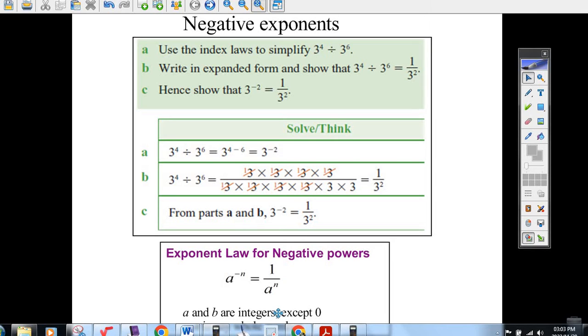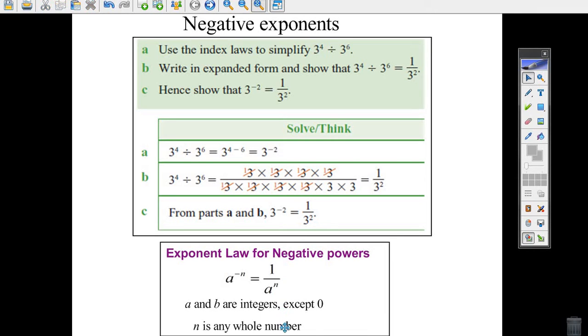And what we're going to end up with is a big idea. The exponent law for negative powers: a to the negative n equals 1 over a to the positive n. So that's the big idea. If you have anything to a negative power, it's 1 over that same base to the positive power. a and b are integers. You can't use 0. This stuff doesn't work. And n is a whole number.